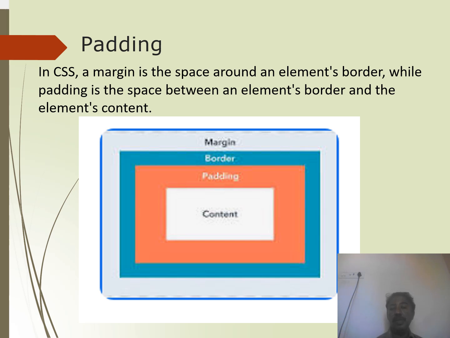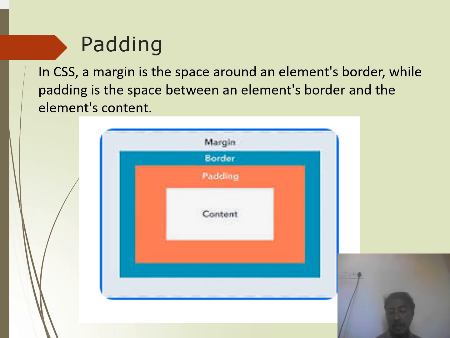Therefore, in this diagram, margin is near the screen borders, that is margin. Then the border comes after margin. Then after that, the box canvas is deeply there, isn't it? Between that, padded places are there. Therefore, padding is the filling color. In CSS, margin is the space around the element's border, while padding is the space between the element border and the element contents.